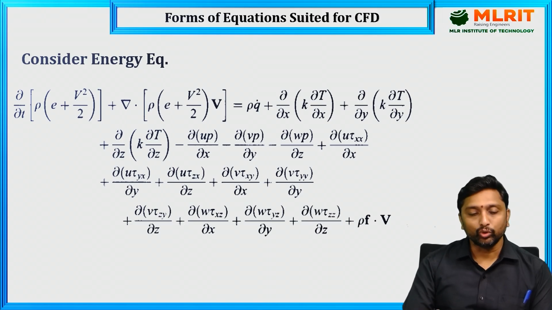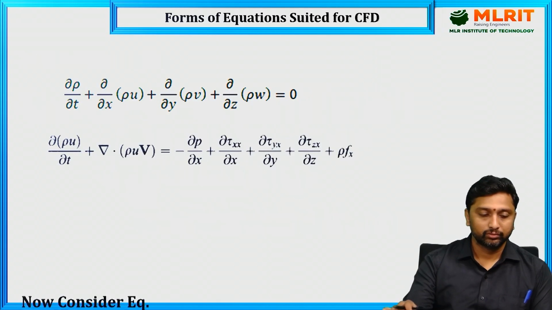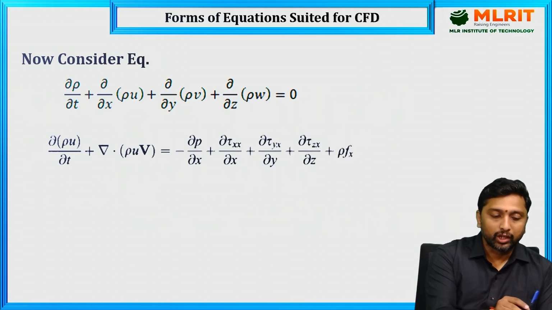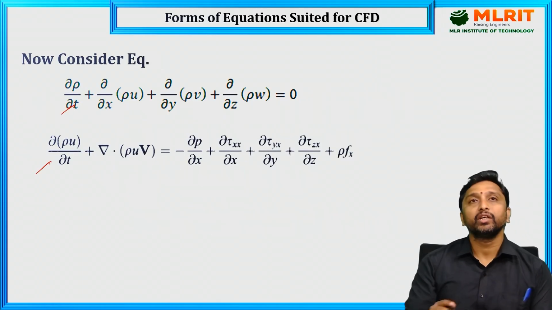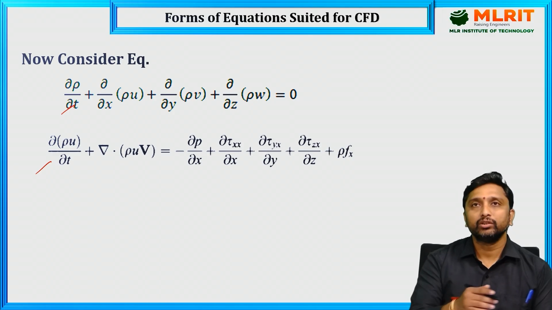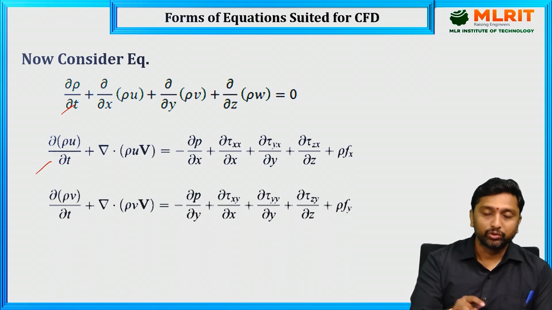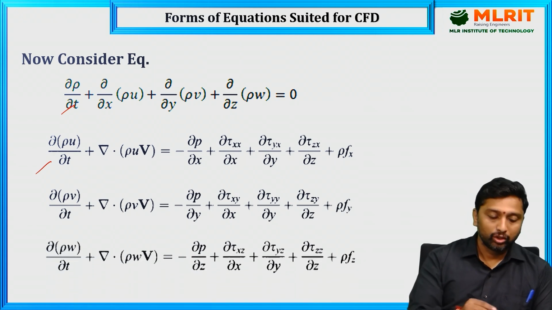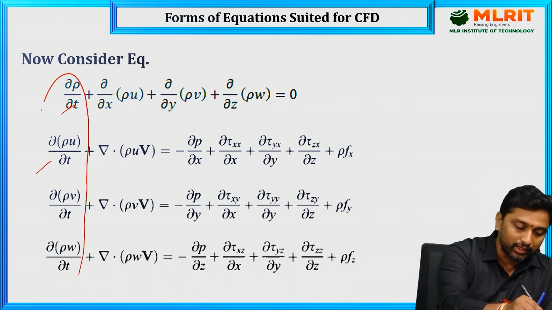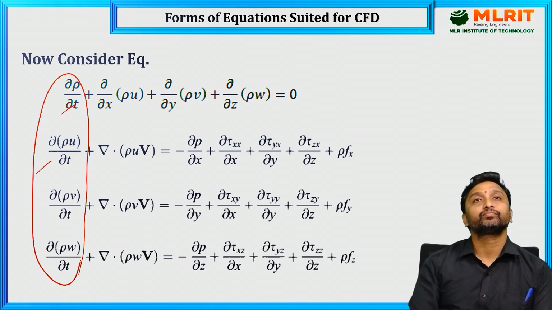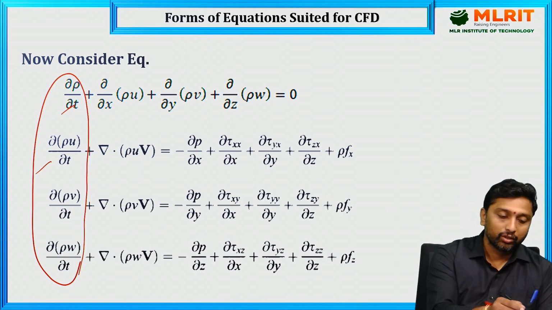So let us try to combine them. To combine, let us consider the continuity equation and momentum equation. I am taking the example of only these two because this will act as a reference for us. Continuity and momentum. Now you see x, y, z. Now just look at this. It has all the components here, which are with respect to t.